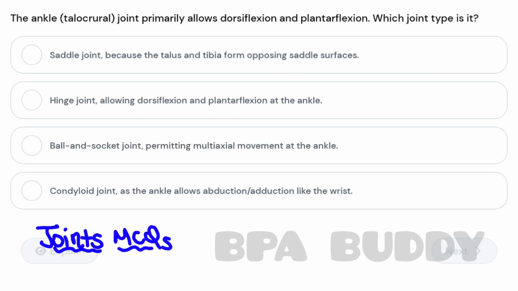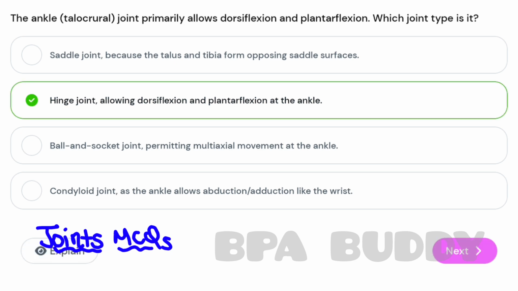The ankle, also known as talocrural joint, primarily allows dorsiflexion and plantar flexion. Which joint type is it? It is a hinge joint, and they also allow inversion and eversion that occur mainly at subtalar joints.